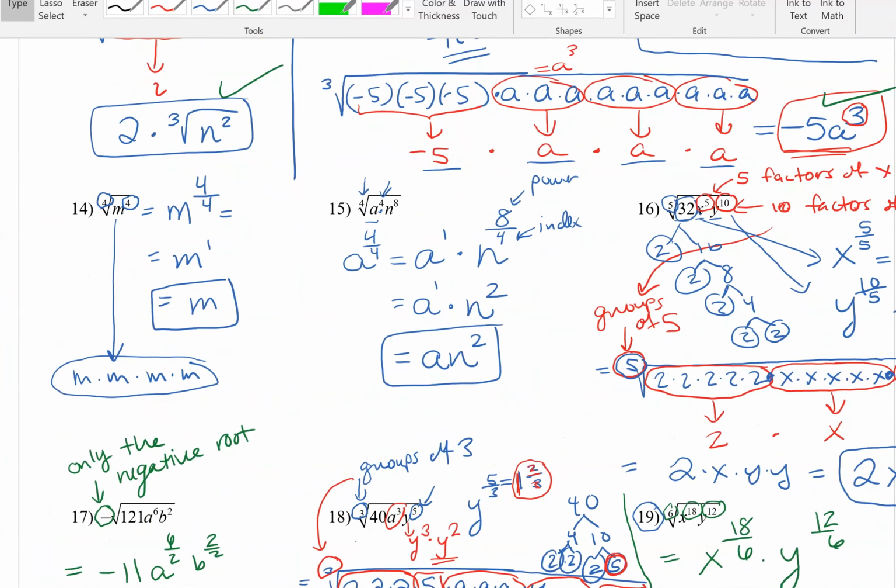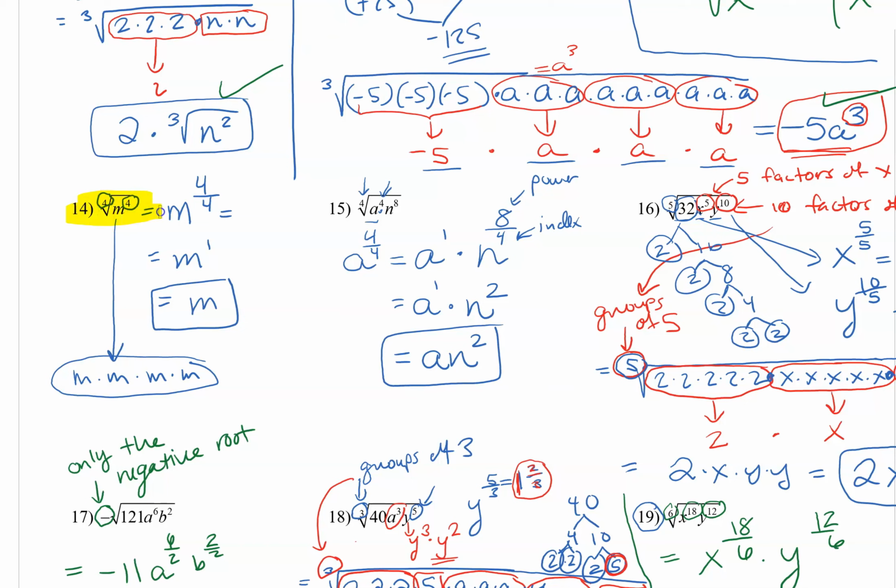Number 14, we run into the same situation. We've got the trifecta. We've got the even index, even power, odd result. This one's going to need absolute value. So the final answer is the absolute value of n.